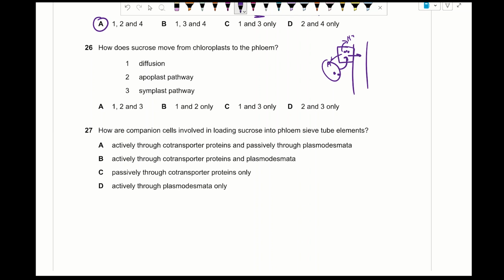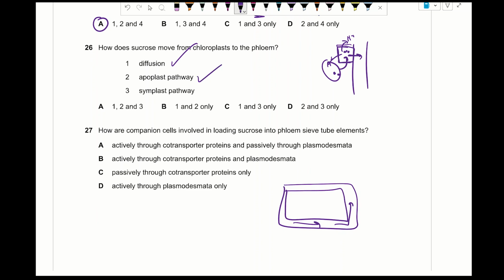So now let's see the suggestions that we have here. 1. Diffusion. This is correct. We said that passive diffusion takes place once the sucrose is found inside the companion cells and then goes into the sieve tube elements, so that's correct. 2. Apoplast pathway. The definition of apoplast pathway is the movement of water molecules via the cell walls of plants. And I've just mentioned that companion cells pump hydrogen ions to their cell wall. Therefore, the apoplastic pathway does take place here, so this is correct.